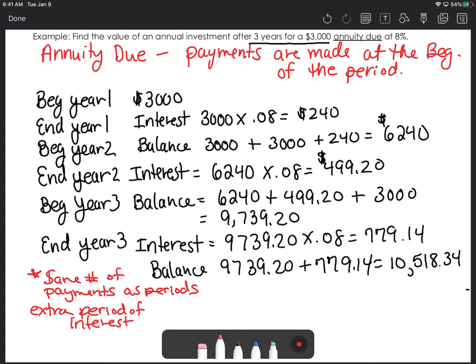When we have an annuity due, we do it at the beginning. So that gives us an extra period of interest. But we're still making the same number of payments. So when you look at this annuity due, I'm still making 3 payments. 1, and then this one here, 2, and then this one here. It's just that it's made at the beginning.